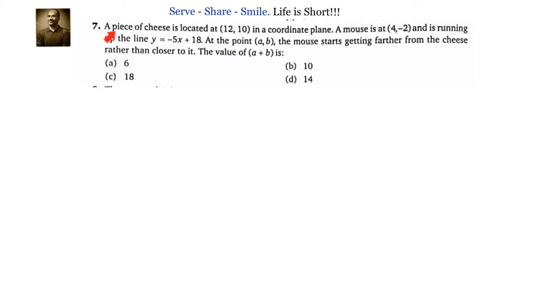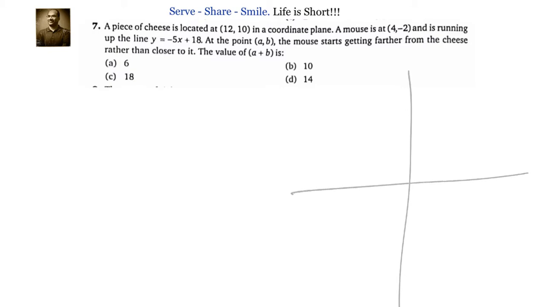Let's look at this interesting problem. A piece of cheese is located at (12, 10) in a coordinate plane. So, let's draw a coordinate plane and keep (12, 10). Then a mouse is at (4, -2).